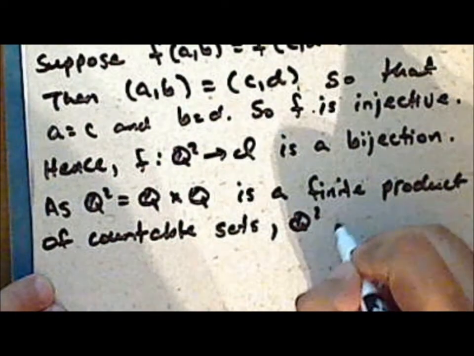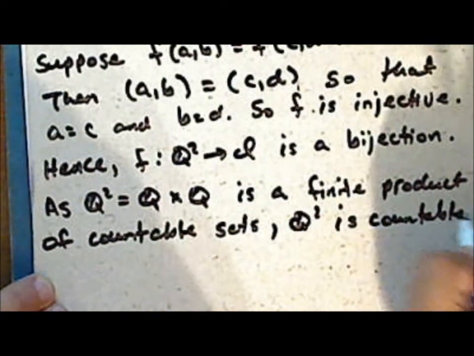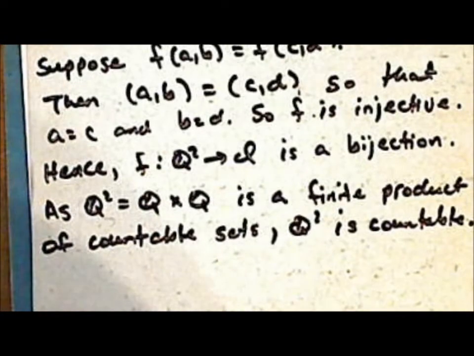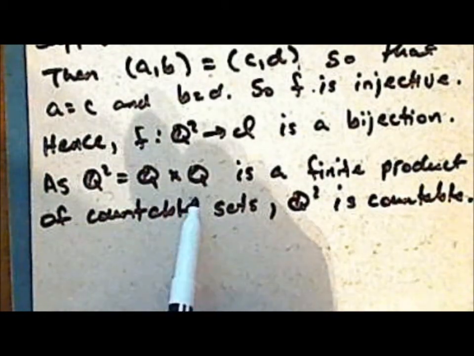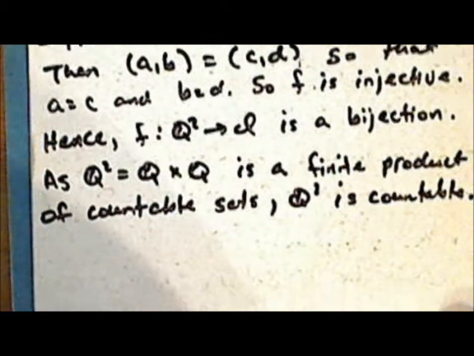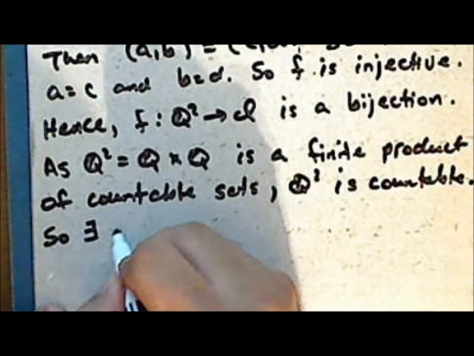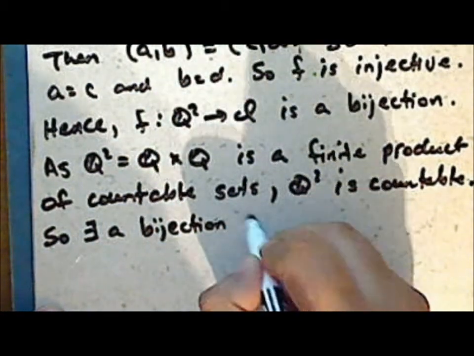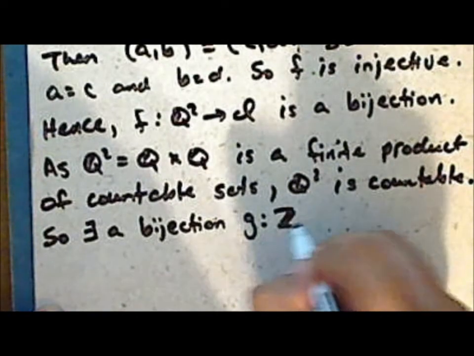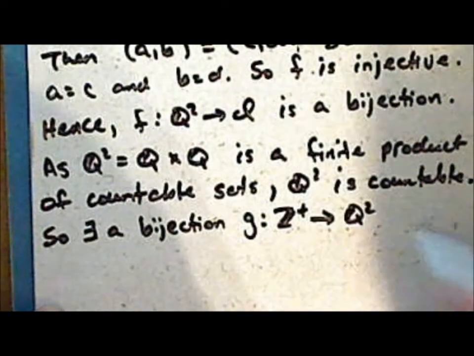It is countable. We have already demonstrated in a previous lecture that the set Q of rational numbers is countable, so a finite product of countable sets is countable. So there exists a bijection, which we'll call G, mapping the set of positive integers into ordered pairs of rational numbers.